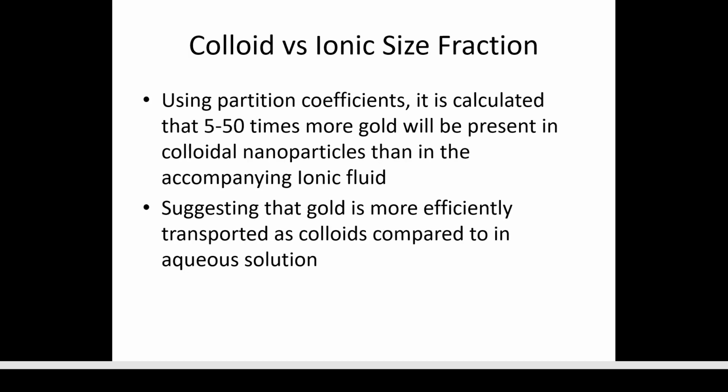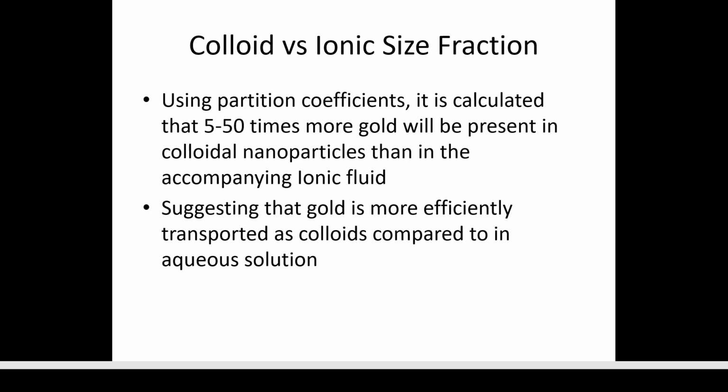So finally, we're looking at the colloid versus ionic size fractions. We're finding that using partition coefficients, it can be calculated that 5 to 50 times more gold is present in the colloid fractions when compared to the ionic fractions. Therefore, this is taking the smallest size fraction and splitting it into the colloids and ions. And we are finding that the gold is more heavily associated with the colloids.